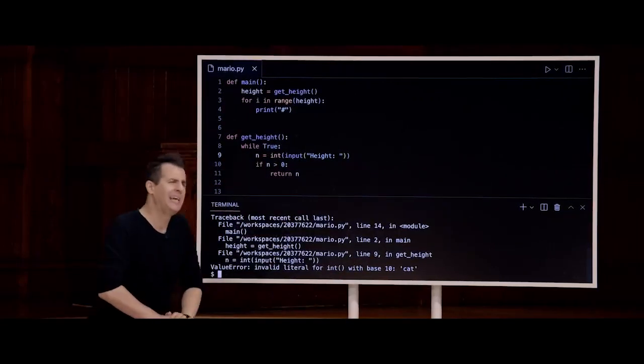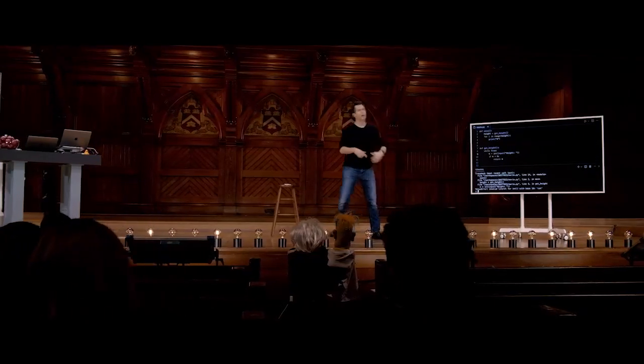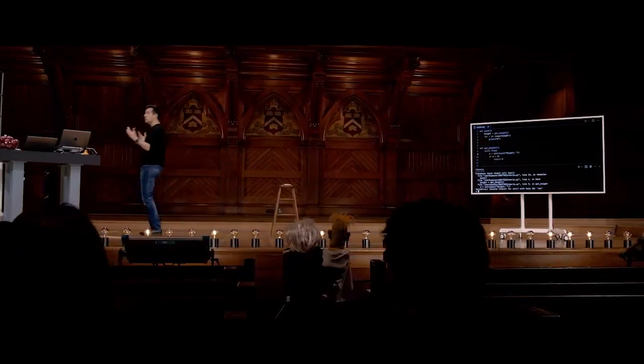So I can't just blindly ask the user for input and then convert it to an int if they're not going to give me an int. Now, how do we deal with this? Well, back in problem set 2, you might recall validating that the user typed in a number using a for loop and the like.